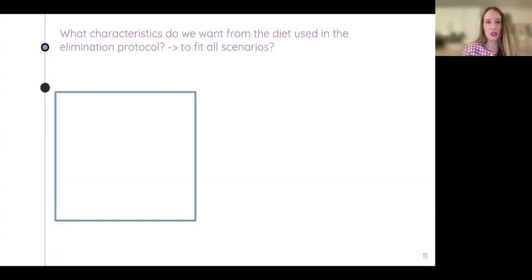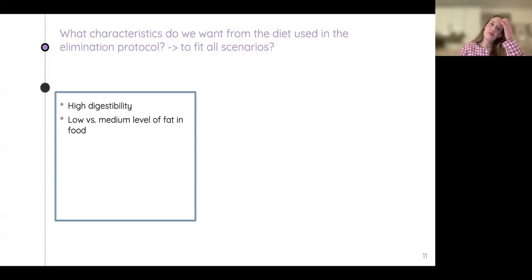So let's go back to the diets. Something that we would like to have in a diet that we use for an elimination protocol is a few characteristics, and I'm going to lay them out now. Normally we would like a highly digestible diet. Poor digestibility would be problematic for the gut and would cause more issues because it would lead to fermentation of maybe protein or other nutrients that are not supposed to be fermented.